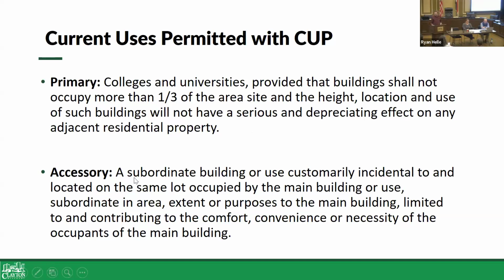Accessory use, we do allow subordinate building or use customarily incidental to and located on the same lot occupied by the main building or use, subordinate in area, extent, or purposes to the main building, limited to and contributing to the comfort, convenience, or necessity of the occupants of the main building. As you can see, that provision is just kind of wide open. We allow basically anything as an accessory use that goes to support the primary use on the site.